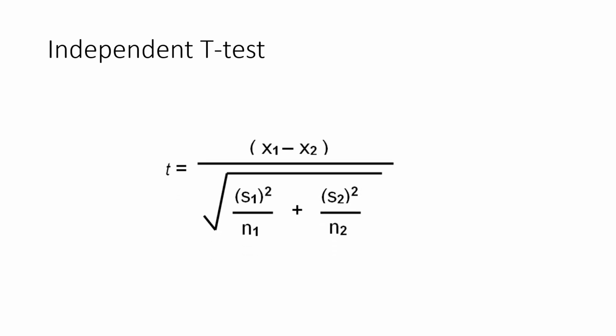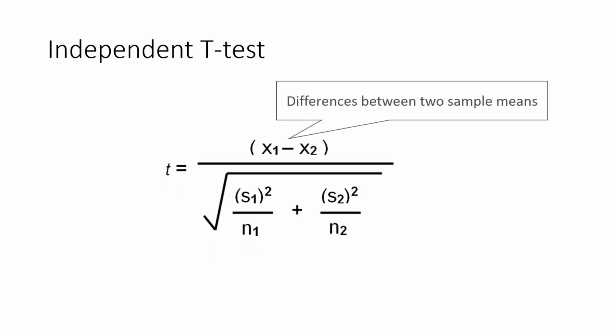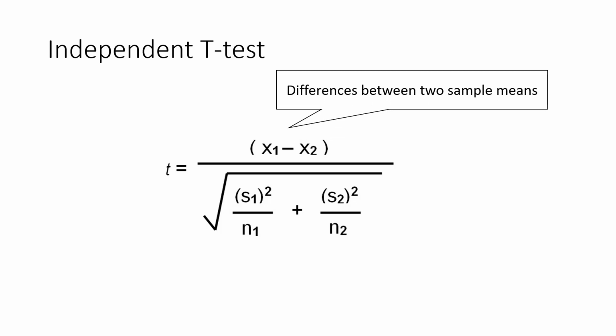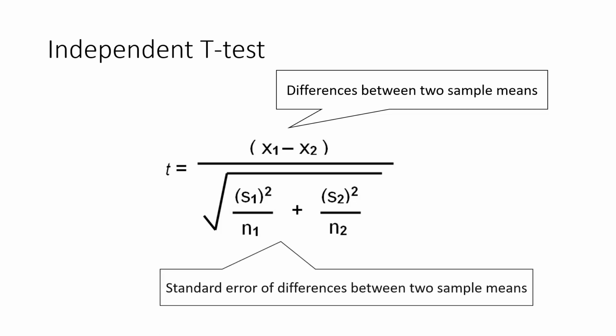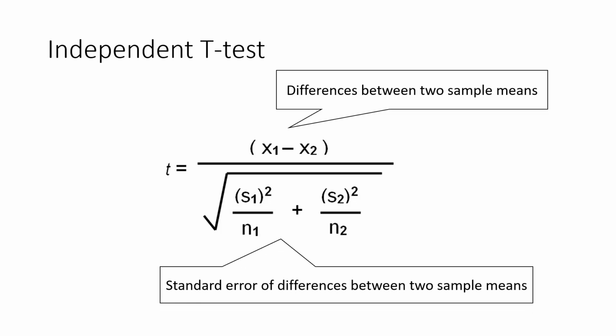This is how the t-value is calculated. Explained variability is calculated by differences in computer test scores between two sample means, namely the mean from the e-learning group and the mean from the control group. Unexplained variability is calculated by standard error of differences between those two sample means.